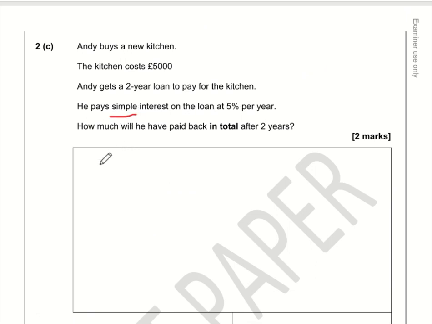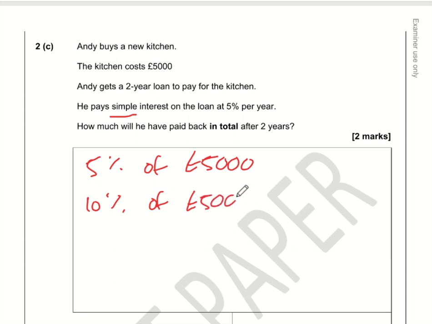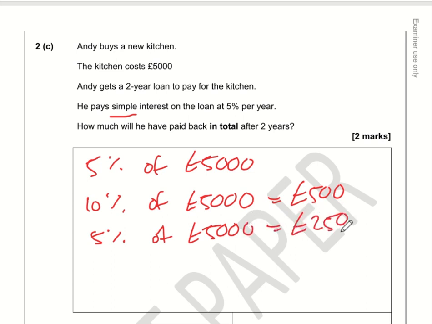Okay, so for this one we know that the loan is 5% per year, and it's simple interest, so therefore the interest amount remains the same. So we just need to work out, what is 5% of £5,000? Now, this is a calculator paper, however, I probably wouldn't use a calculator here because it's actually easier. Well, 10% of £5,000 is £500. Just knock off a 0 because 10% is a tenth. So if 10% is 500, then 5% is half of 10%. So 5% of £5,000 is going to be half of 500, which is 250.